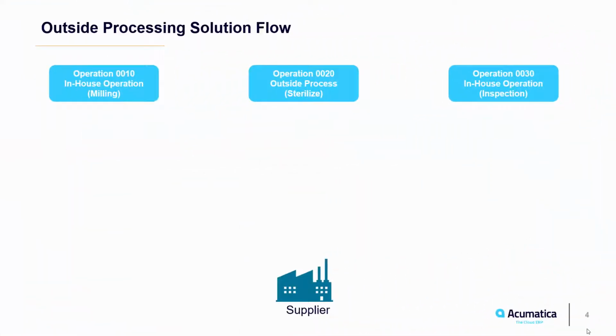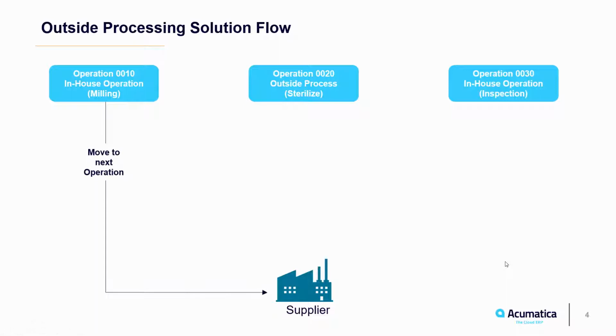So let's take a look at what the process flow would look like if we were producing the scalpel. We have 3 operations: milling, outside processing, and inspection. Once the items have been completed on Operation 10, they will be moved to Operation 20.